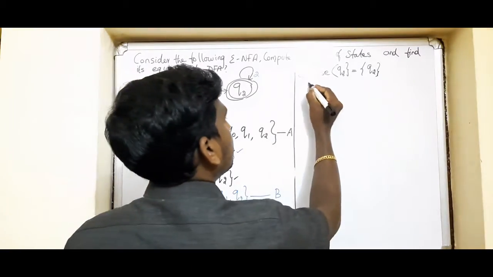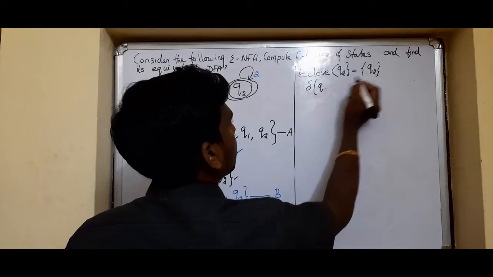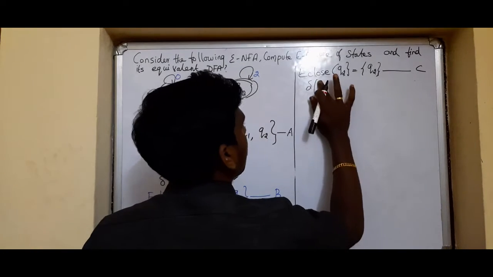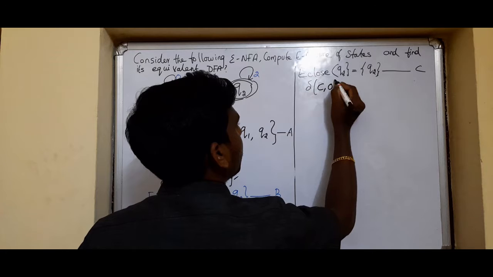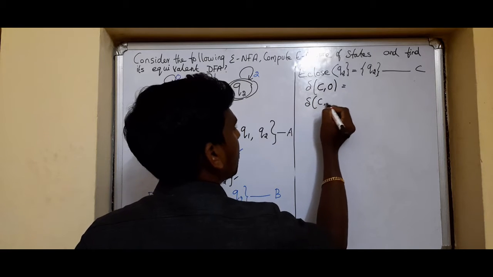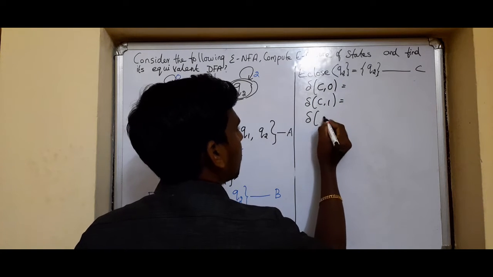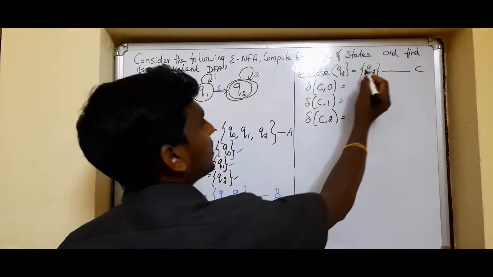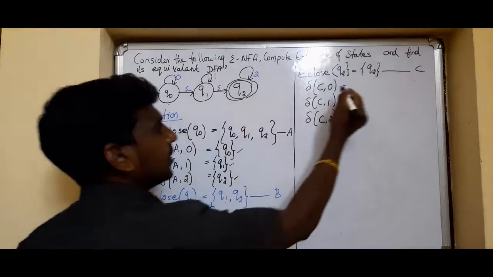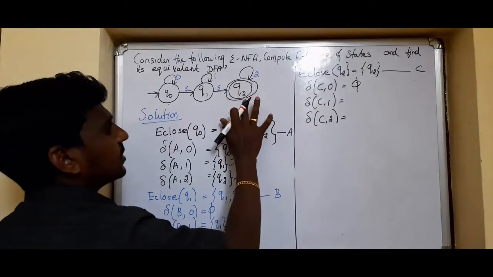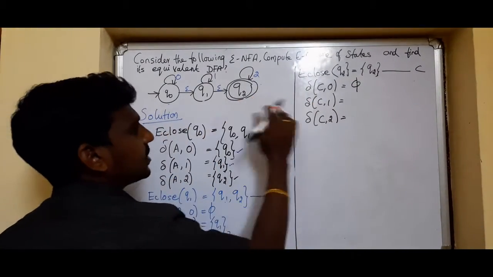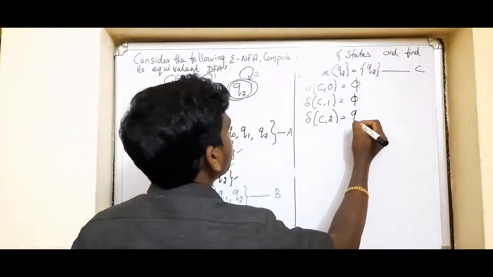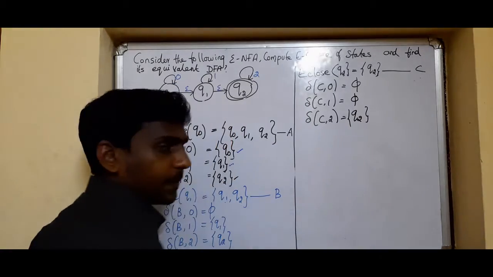Now this is a new state, right? So I mark it as C. Delta of C comma 0, delta of C comma 1, and delta of C comma 2 I have to find. So what is C comma 0? C means Q2. Q2 comma 0 is not there, so it is phi. Q2 comma 1 is not there, this is phi, and Q2 comma 2 is there, that is Q2.